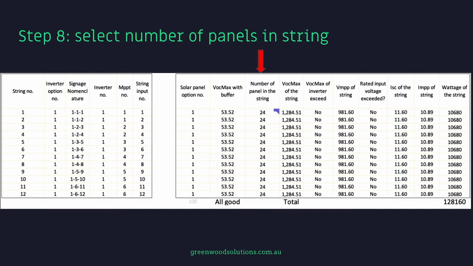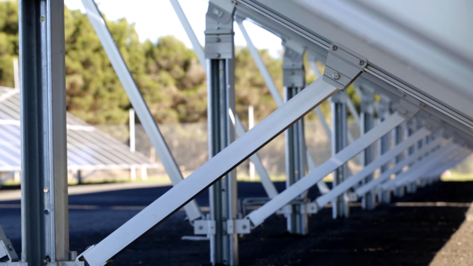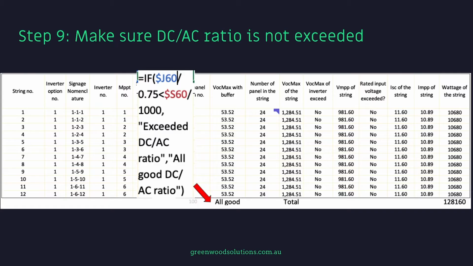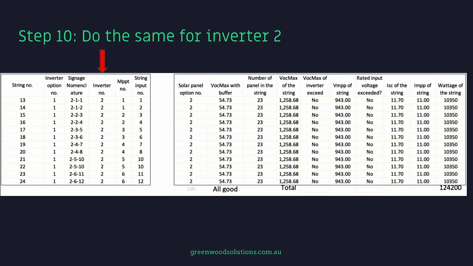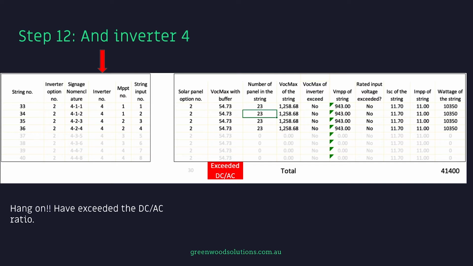Step 8, we select the number of panels in a string. In this case it's 24. It's a very high VOC on this particular inverter. Step 9, we make sure the DC to AC ratio is not exceeded. We can do that with a formula. Step 10, we do the same for inverter 2 and for inverter 3 and inverter 4.